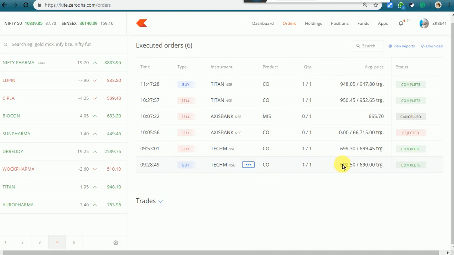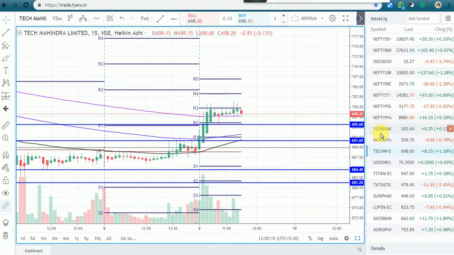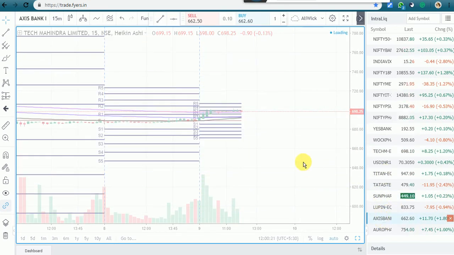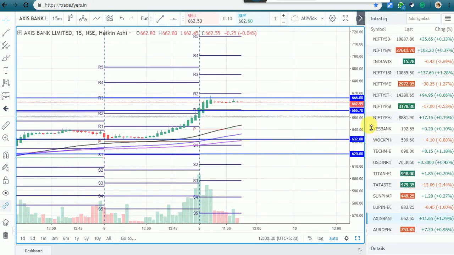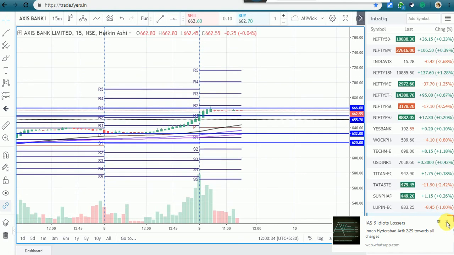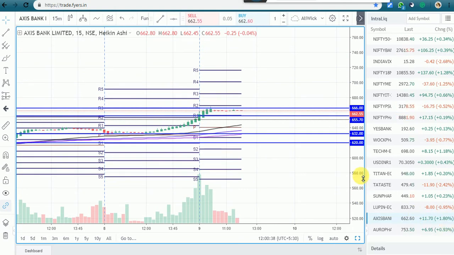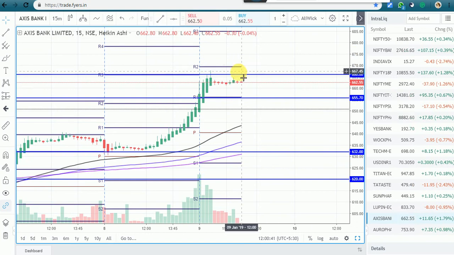Here, if you see properly, this got rejected actually. Even in this one, it is 666. I tried to short it at 666 in Axis, but my order got rejected. I don't know why it got rejected. After it was rejected, the price suddenly fell. Then I felt, oh, I should ignore this. I tried to short it around the 666 level.